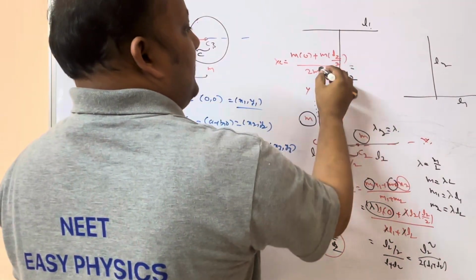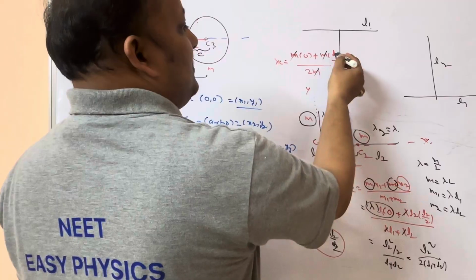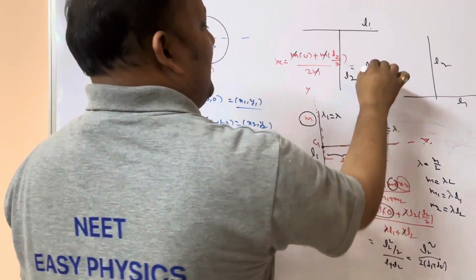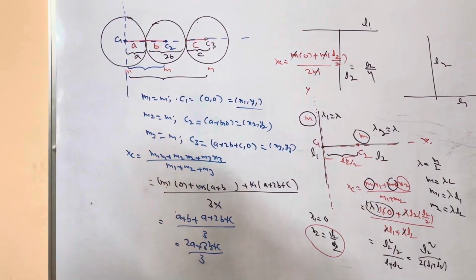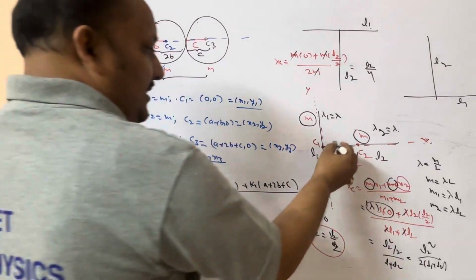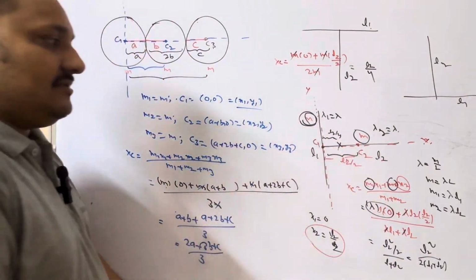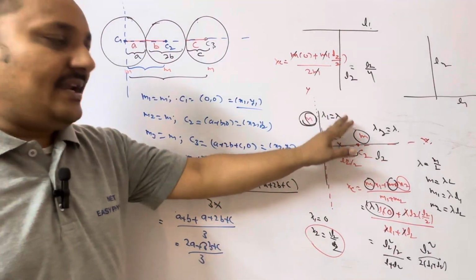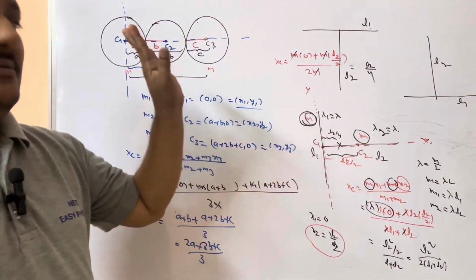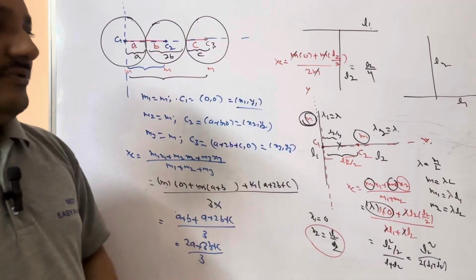So m's will be cancelled. This is 0, so L2 by 4 you are going to get. Isn't it? L2 by 4 means here somewhere, if both are the same masses. So they may give linear density lambda, otherwise equal masses. Like this we are going to do.